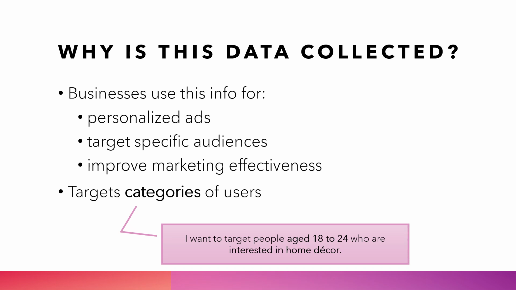For example, a business might say, I want to target people aged 18 to 24 who are interested in home decor. If you fall into that group, then you might see the ad. But the businesses don't see you individually. They don't see your individual identity.